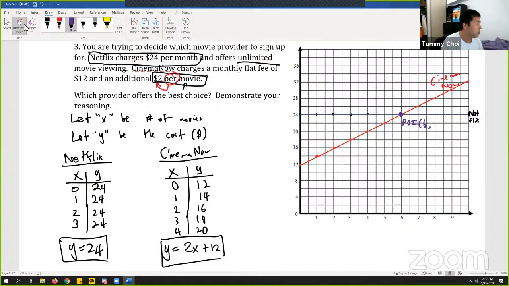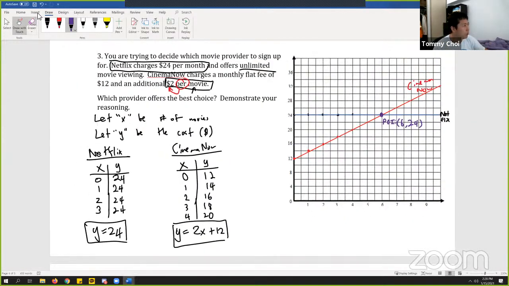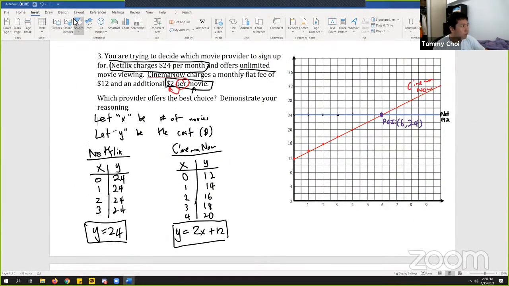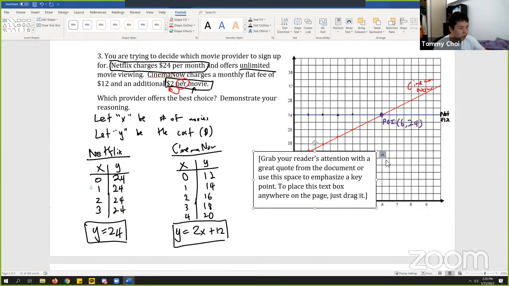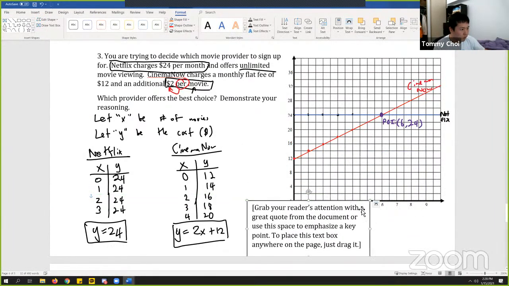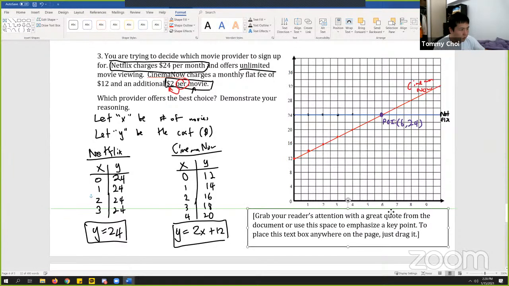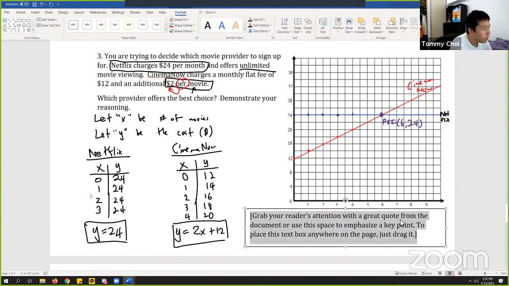There we go. Okay. So (6, 24) is our coordinate. And then, which provider offers the best choice? Just demonstrate your reasoning. If we were to create a sentence that explains which company we should choose at which time, what would our statement be? When should we choose Netflix and when should we choose Cinema Now?